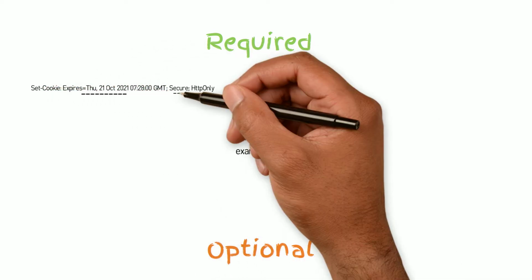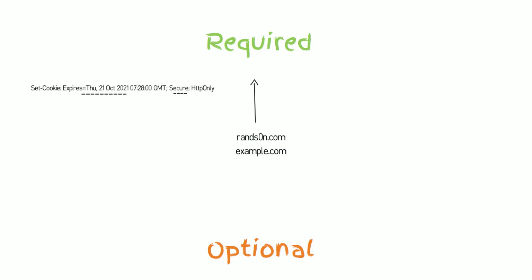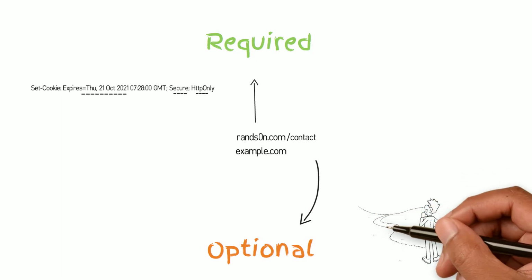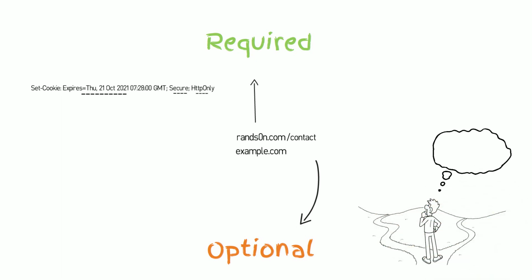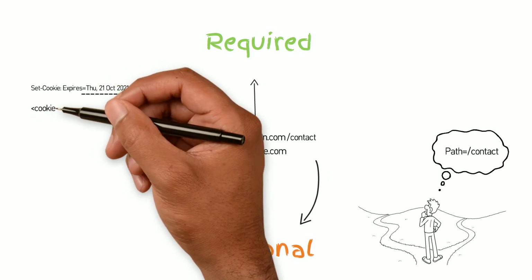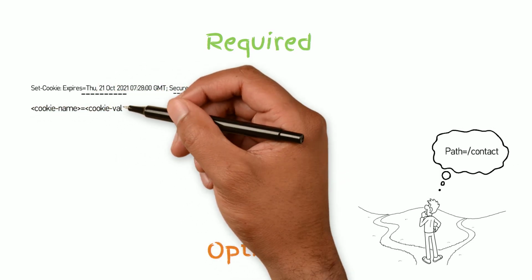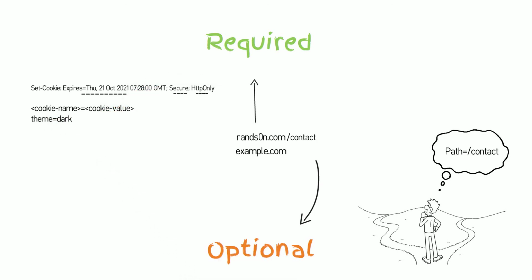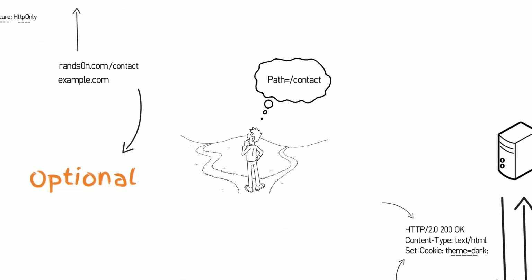We can set up a secure flag that tells the cookie to be only transported through HTTPS connections, and we can also set up a cookie to be only available in some parts of our website. With the path property, we can set up that this cookie is only available when the user goes to the contact page. And finally, we always have a name and a value associated with that cookie. We can set up as many names and values as we want.